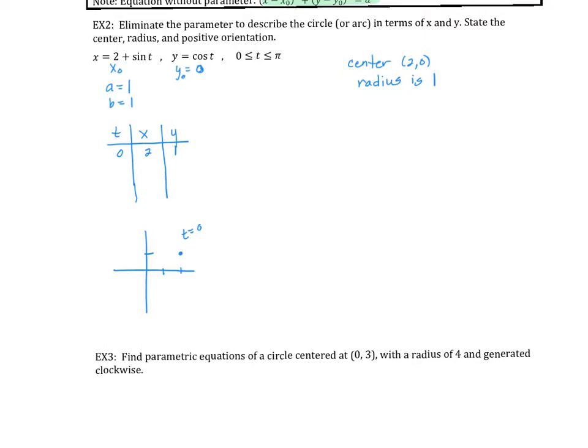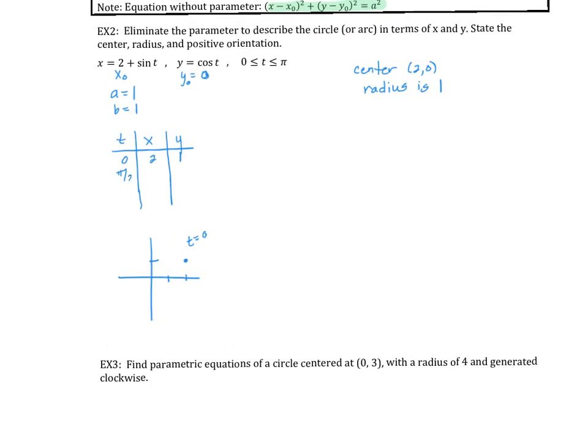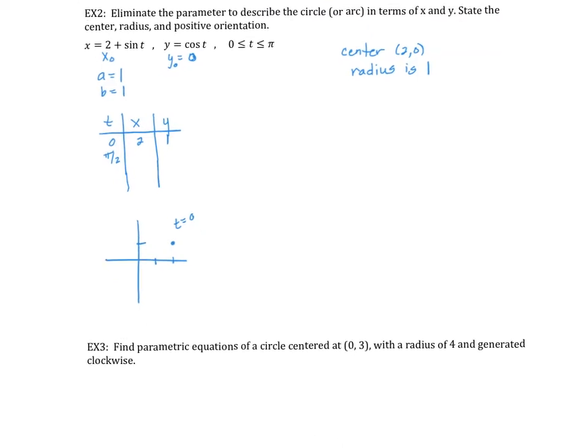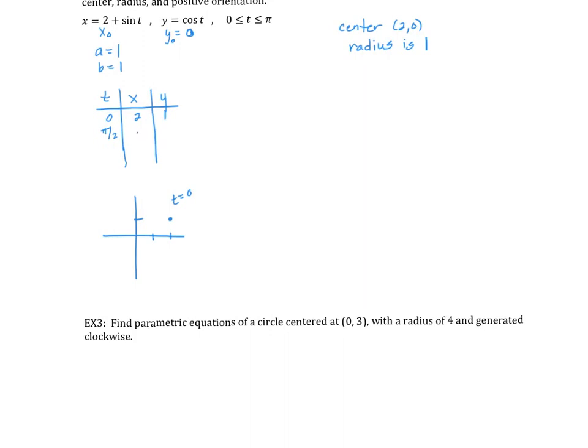When t is pi over 2, I could have done pi over 6, pi over 4, pi over 3. But I look at my sine and cosine values and I'm not really using a calculator. I'm doing this by hand. So pi over 2 gives me a nice value. It gives me a 3 for x and a 0 for y.